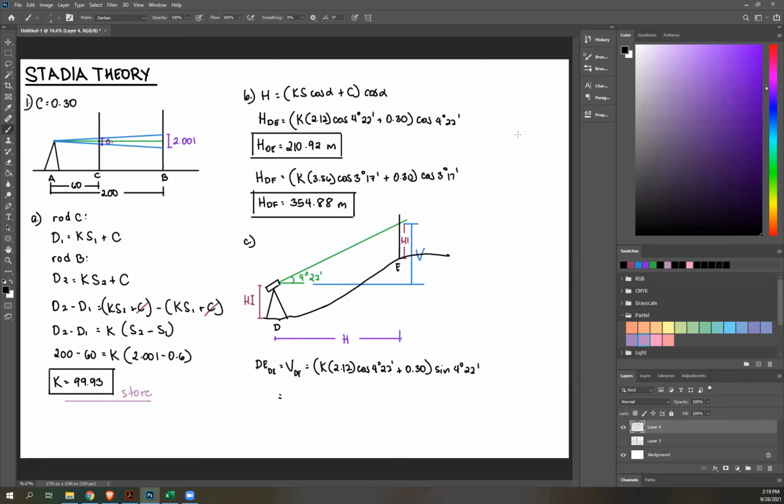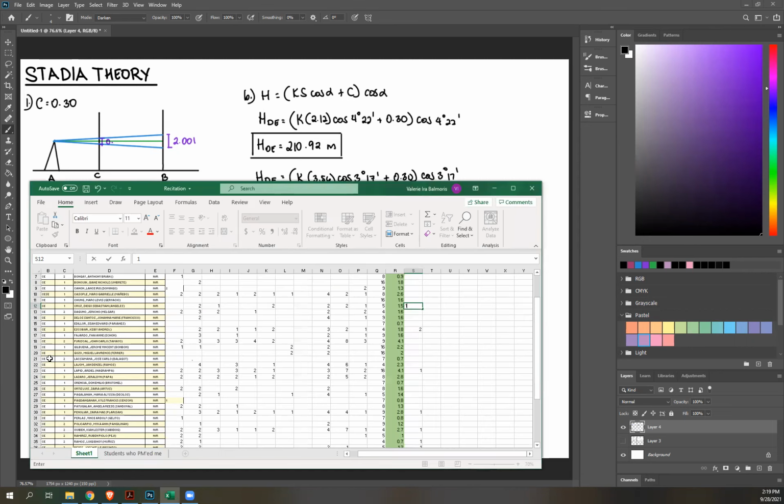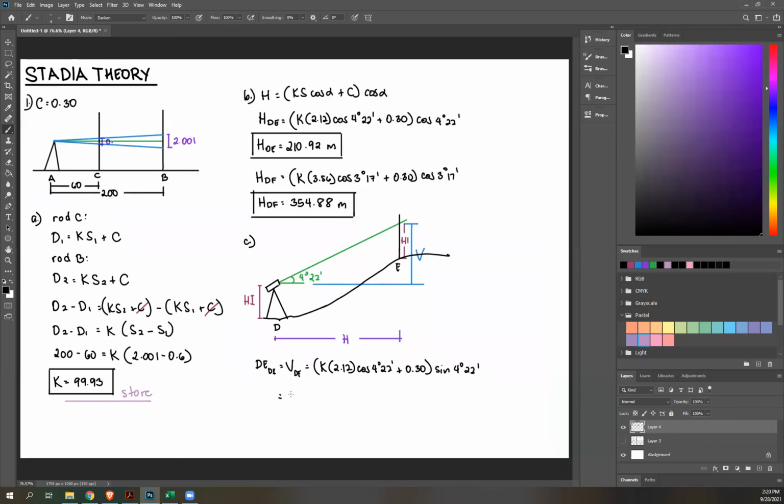Correct. John and Jan. So first Kalahon. 16.11. Okay. And then for difference in elevation for DF, that's also just V vertical distance DF.